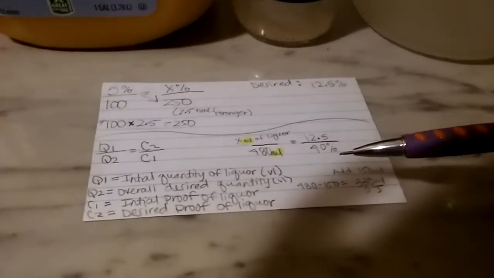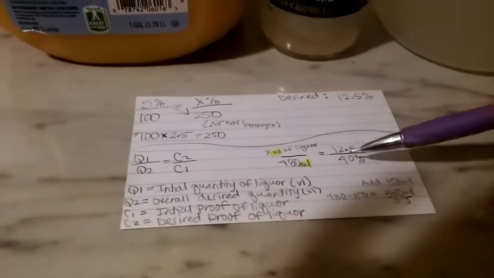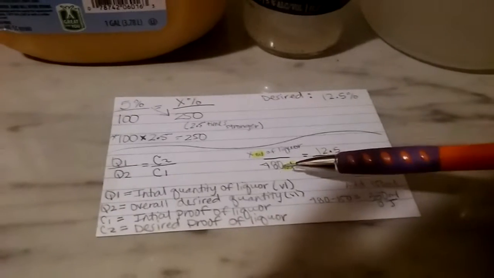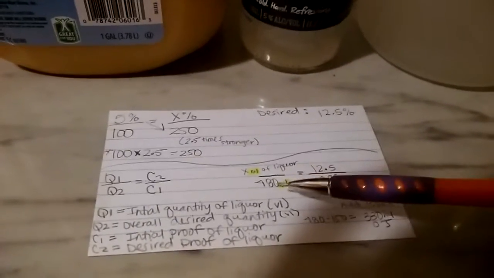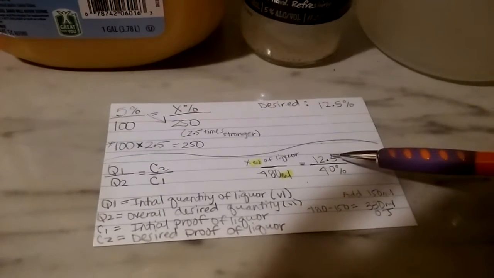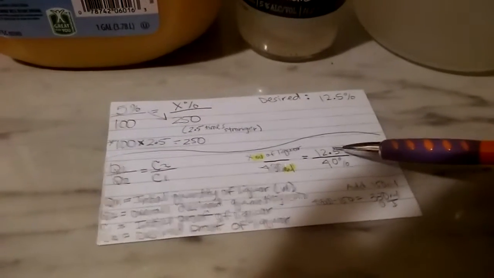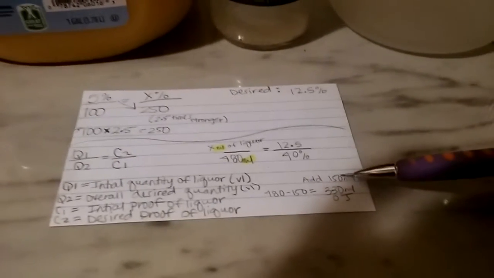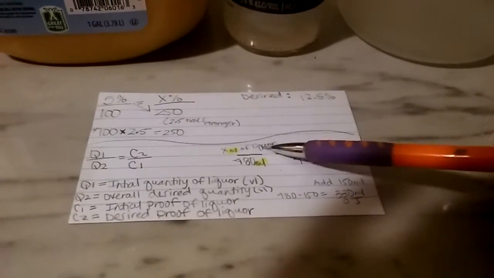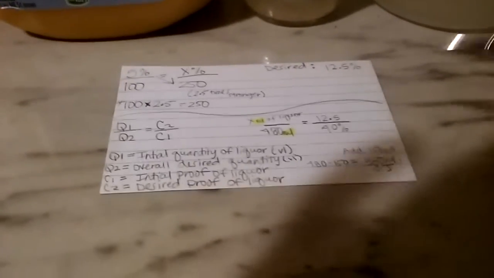Now, I'm going to multiply, get your calculators out. Make sure you have that out. I'm going to multiply my 480 times my 12.5. And then I'm going to divide by my 40, which gave me 150 mLs here. That's how many mLs of liquor I'm supposed to add.